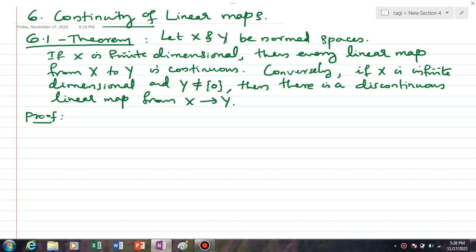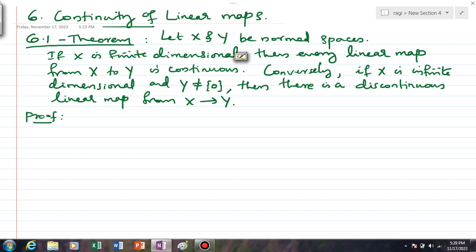Welcome all. Now we are going to discuss the sixth chapter, continuity of linear maps, and the first theorem is Theorem 6.1. Let X and Y be normed spaces. If X is finite dimensional, then every linear map from X to Y is continuous. Conversely, if X is infinite dimensional and Y is not equal to {0}, then there is a discontinuous linear map from X to Y.